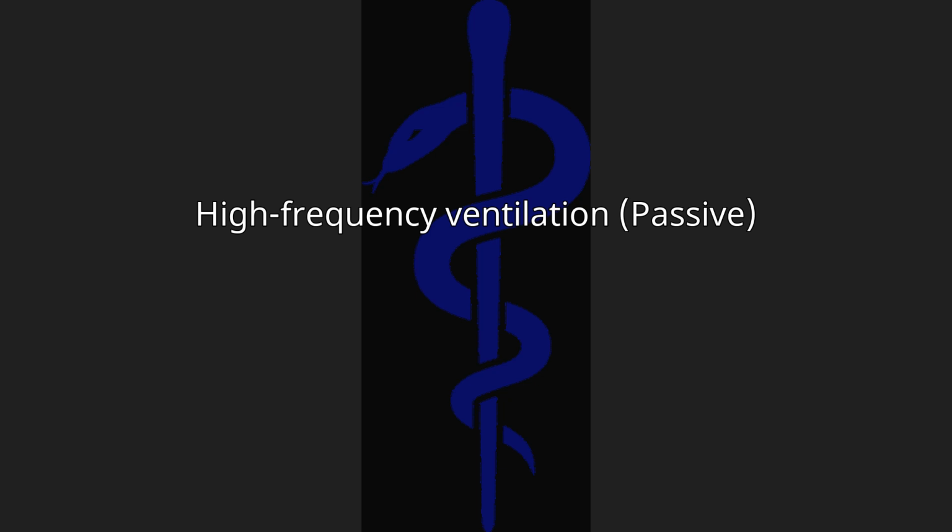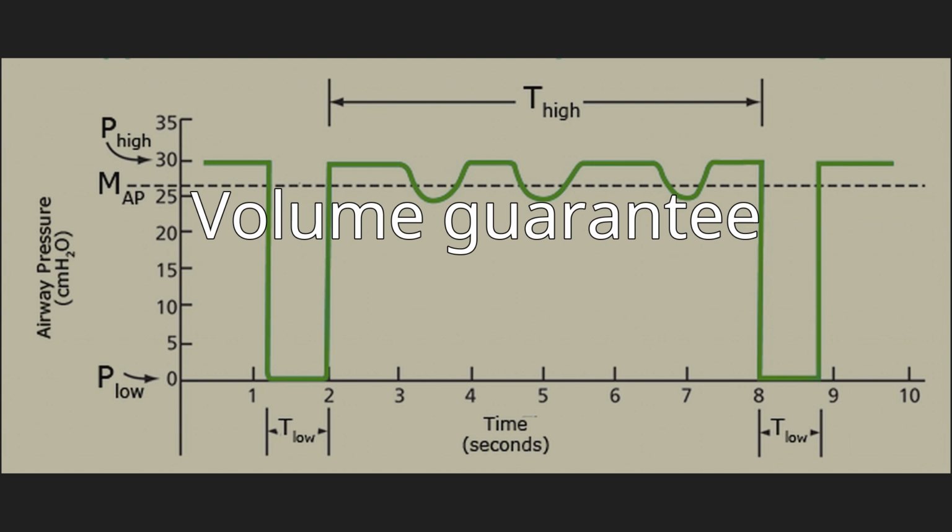Also categorized under high-frequency ventilation is high-frequency percussive ventilation, sometimes abbreviated HFPV. HFPV utilizes an open circuit to deliver its subtidal volumes by way of the patient interface known as the Phasitron. Volume guarantee.